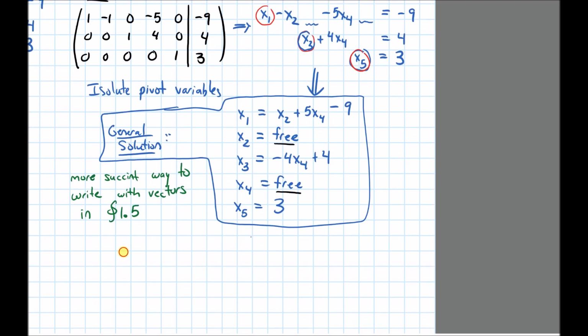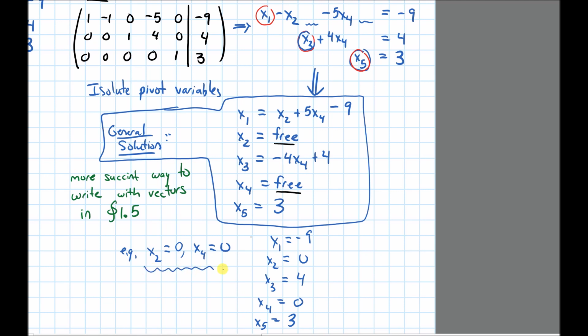Like, for example, if x2 equaled 0, let's just keep it simple, x2 equals 0 and x4 equals 0, we would get that x1 equals negative 9, x2 equals 0, x3 equals 4, x4 equals 0, and x5 equals 3. So that is one possible solution. But by changing what x2 and x4 are, I would get an infinite number of solutions here.